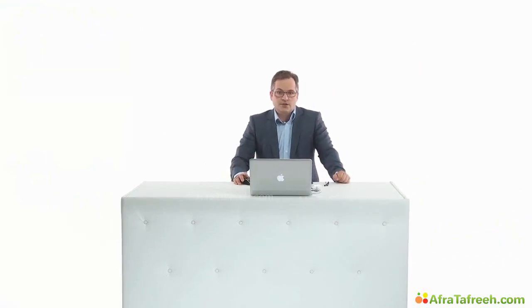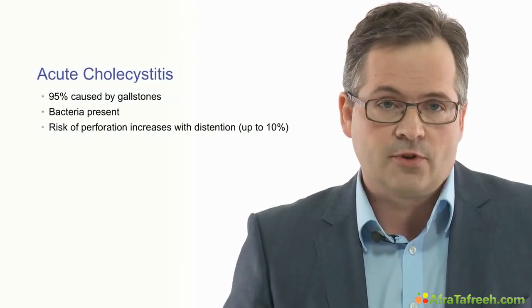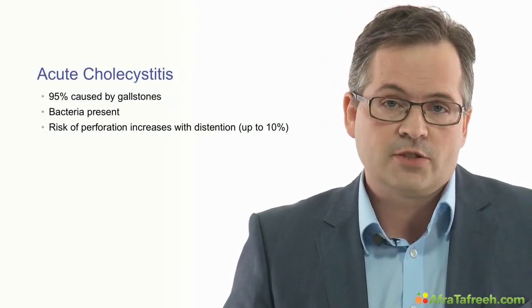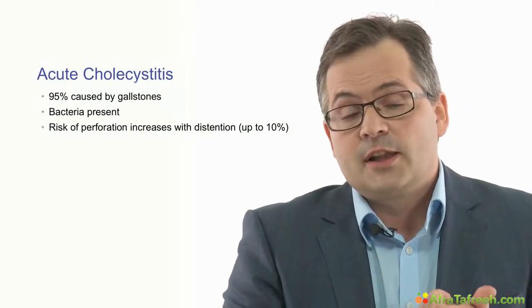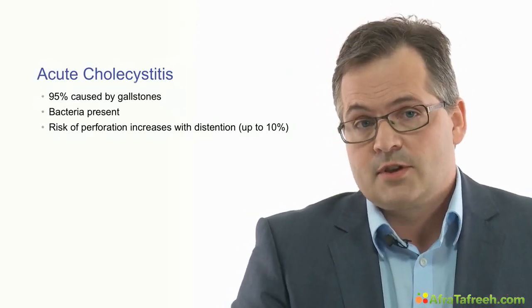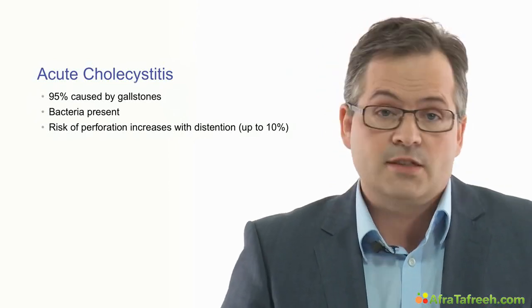What are the causes of an acute cholecystitis? In 95% there are gallstones. That's the most common cause of the inflammation. But there are other causes for severe inflammation of the gallbladder. For instance, severe trauma, severe illness like septic conditions, or prolonged fasting on the ICU.